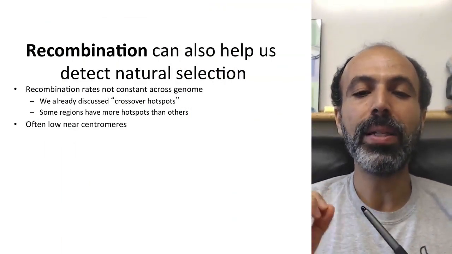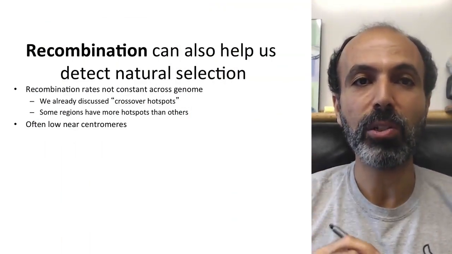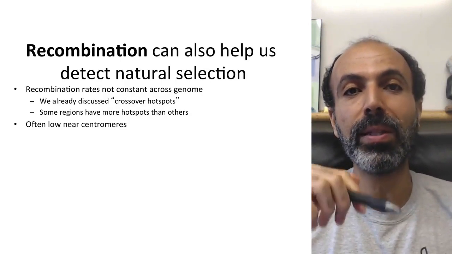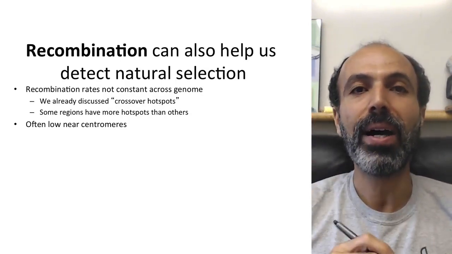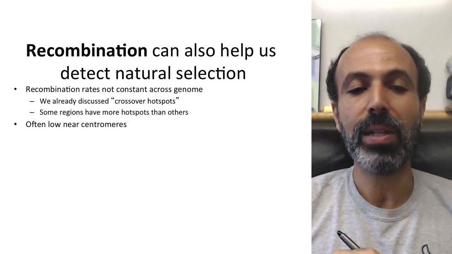Now, what I'd like to do in this video is explore how we can see signatures of past natural selection in the genome leveraging this. Again, recombination can help us detect natural selection. So we're going to use the principles we talked about in the last video to actually identify areas that seem to have experienced natural selection.